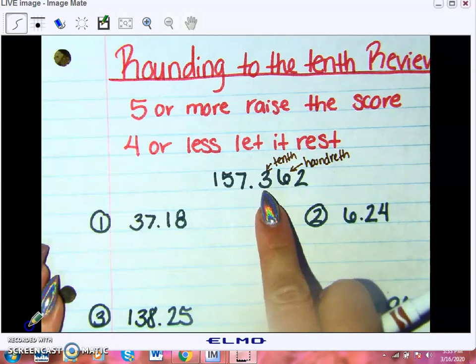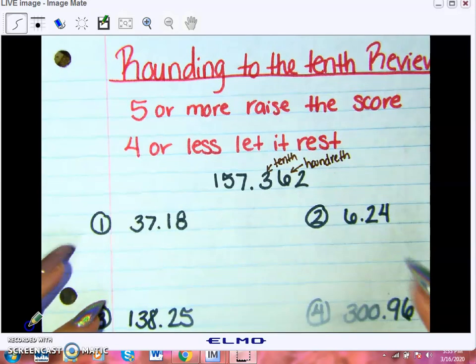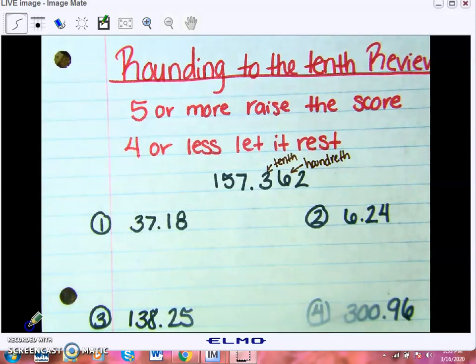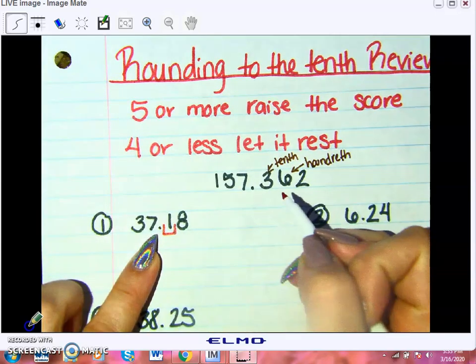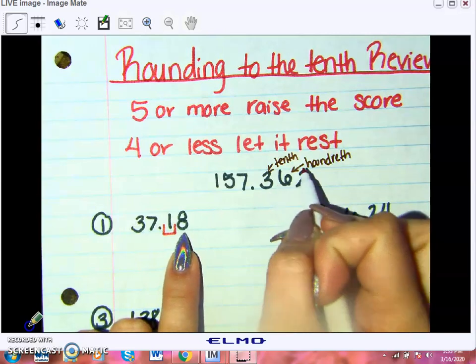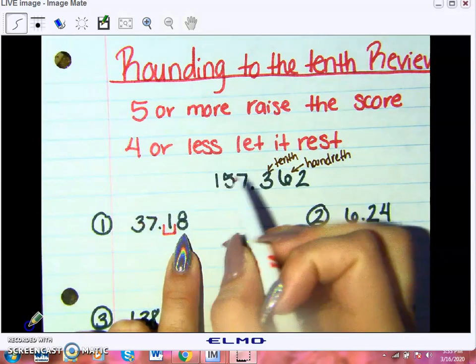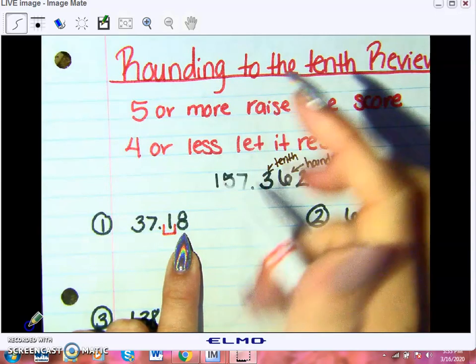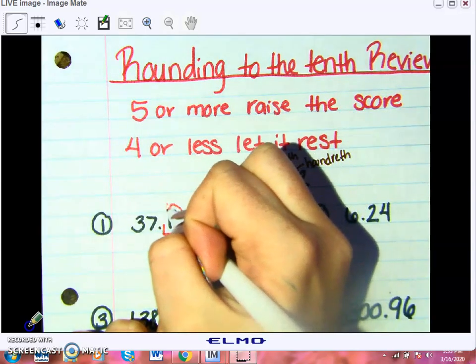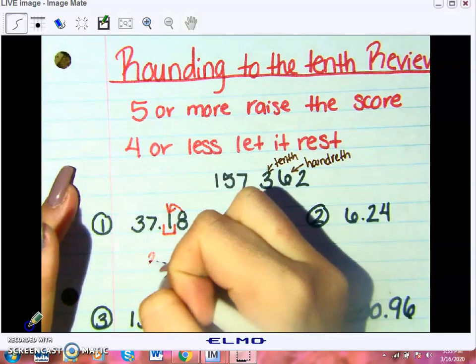So again, the number right at the decimal point is your tenth place value. As we look at number 1, we're going to be rounding to the nearest tenth. The 1 is located in the tenths place, but we're going to be using the 8 in the hundredths place to help us round. So 8 is 5 or more, so we are going to raise the score, which means that the 8 is going to raise the 1 up to a 2. So my rounded number is 37.2.